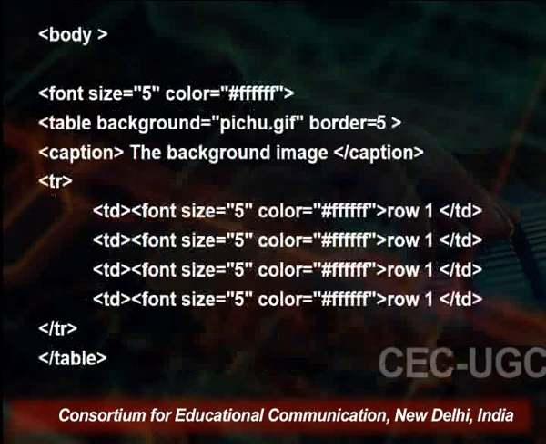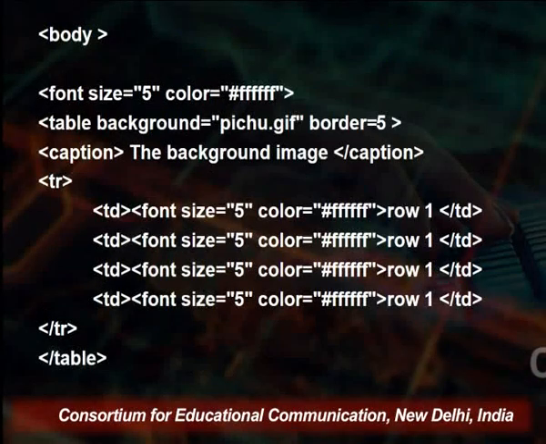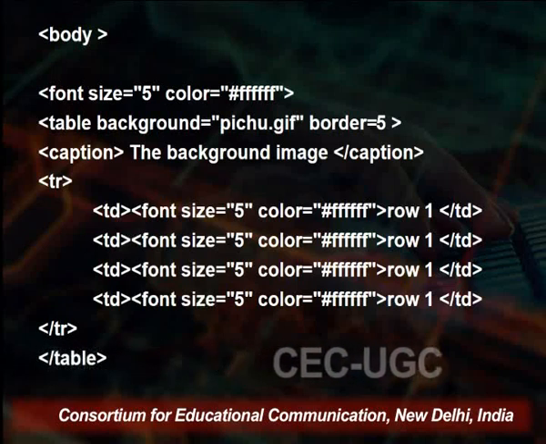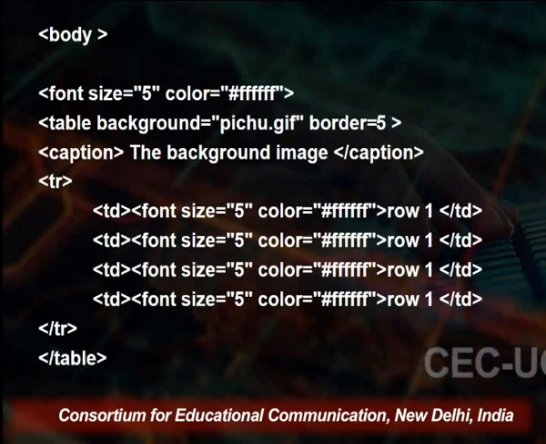You can see here in this example, we have given a background image to the table and we have also specified a border. So here we are writing table background is equal to, and we are writing the name of the image. If you recall from the previous lectures, here we can also give the absolute path, that is the complete path of the image file within the system.